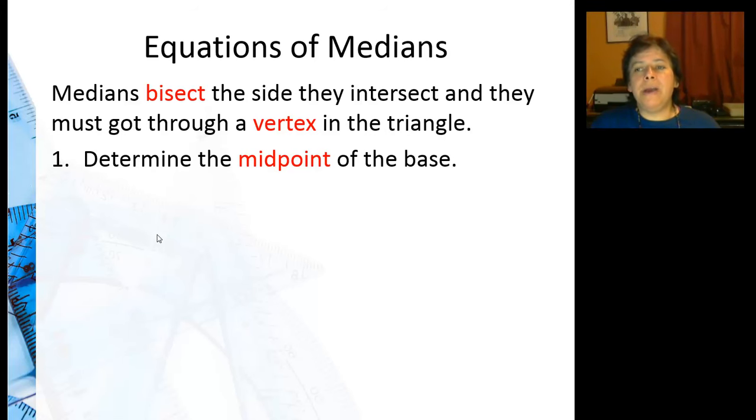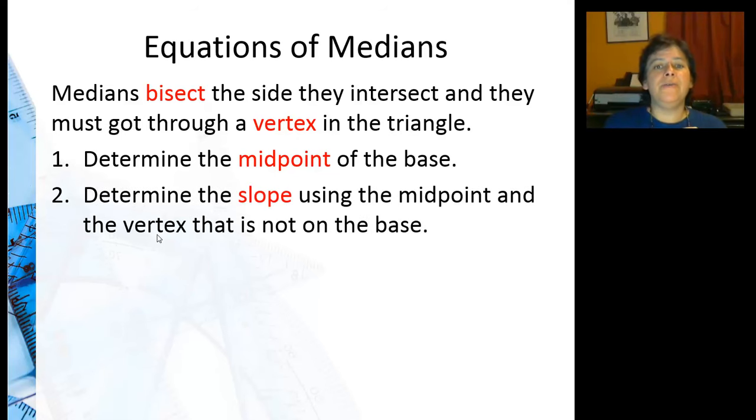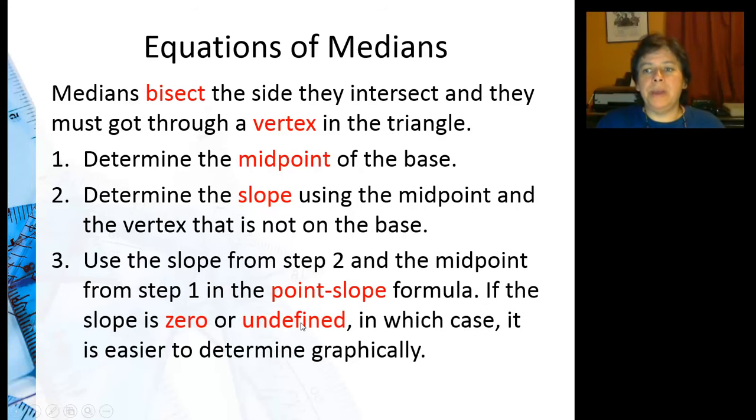Then we find the slope of our median. So we're not going to be doing perpendicular or negative reciprocal. We just take that midpoint and the other vertex and find the slope. Once we do that, we take our midpoint here and our slope there and use the point slope formula. Again, the exception is if the slope is 0 or undefined, which means we're dealing with a vertical or horizontal segment. And in that case, it is easier to determine it graphically.